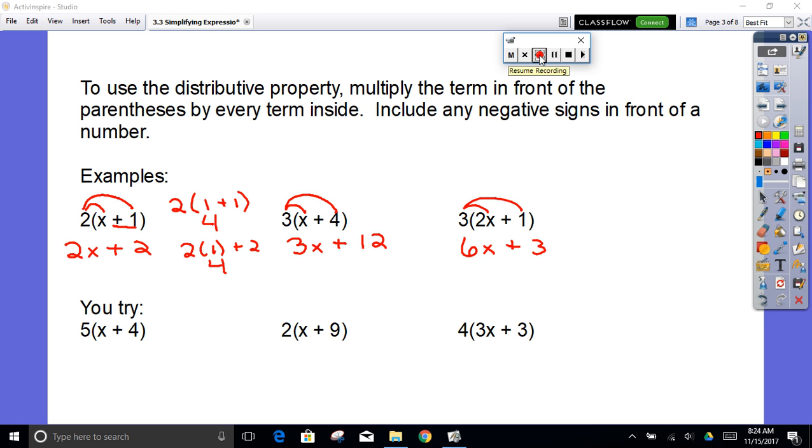Okay, the first one, Eli, what did you get as an answer? 5. Good. Next one, Jake. 2x plus 18. Good. And the last one, Elena. 12x plus 12. Good. Any questions about this slide?